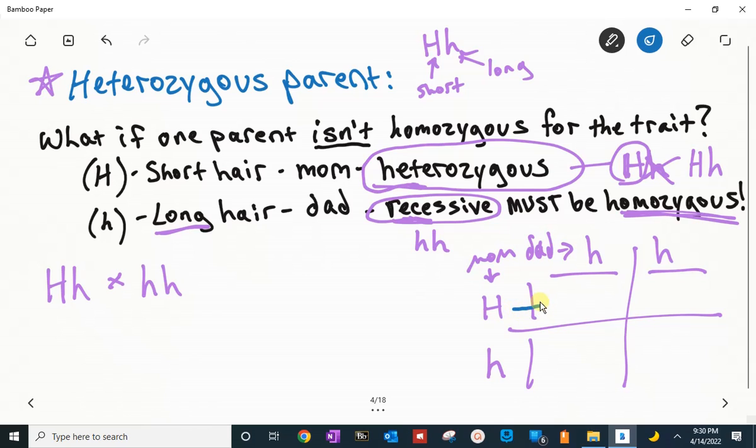So the mom's capital H is going to go in each of the squares going across this row. Her lowercase h is going to go in each of the squares across in this row. And then the dad's lowercase h, the first one, is going to go in this column in both of the squares. And then the dad's second lowercase h is going to go in this column in both of the squares.